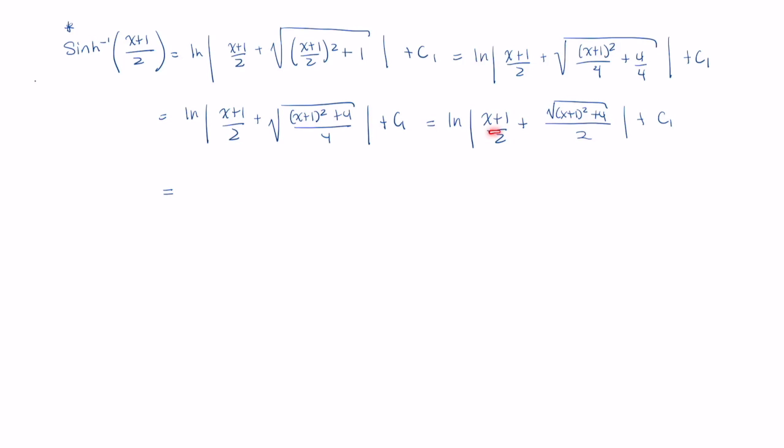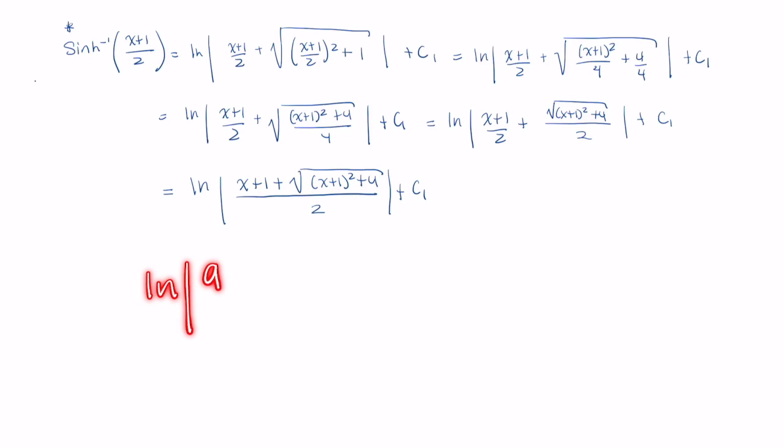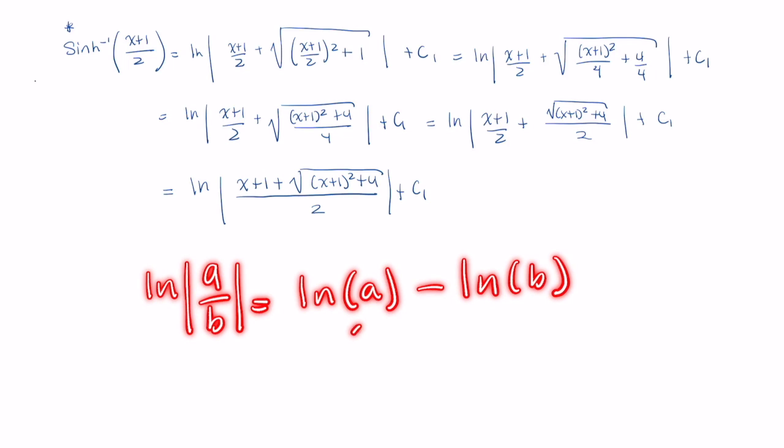So now I can add these two fractions together. That is, get the natural log of x plus 1 plus the square root of (x plus 1) quantity squared plus 4, all divided by 2, plus our constant. Now we're going to take advantage of the fact that if I have a fraction inside a natural log, I can rewrite this as the difference of natural logs, where the numerator is in the first natural log and the denominator is in the second one.